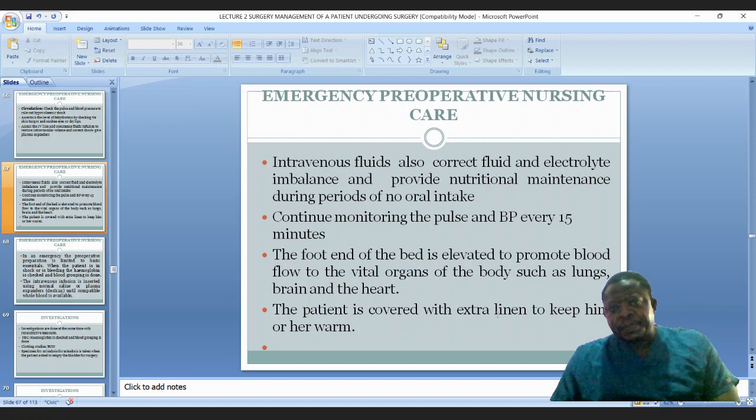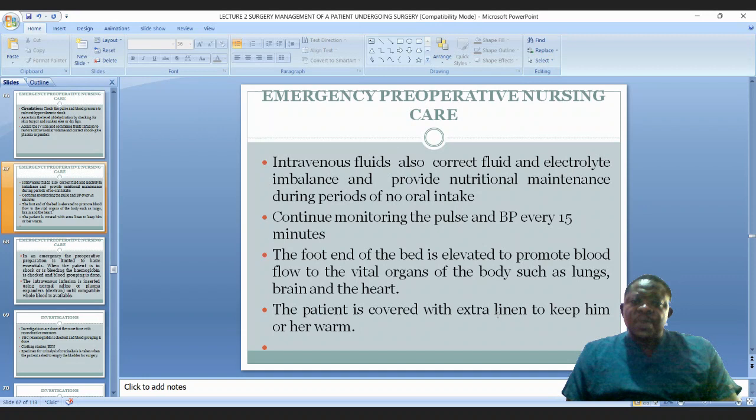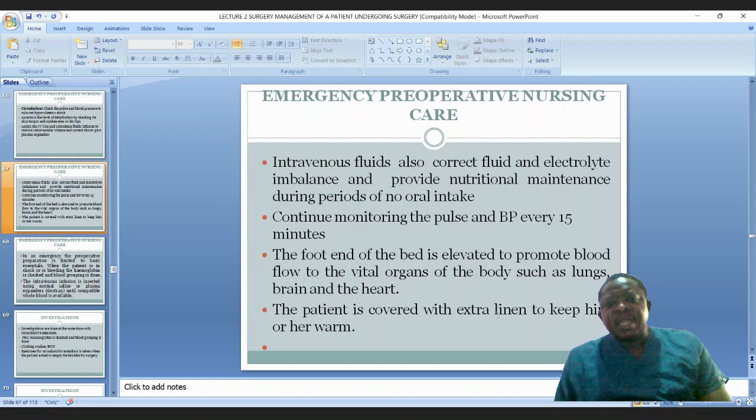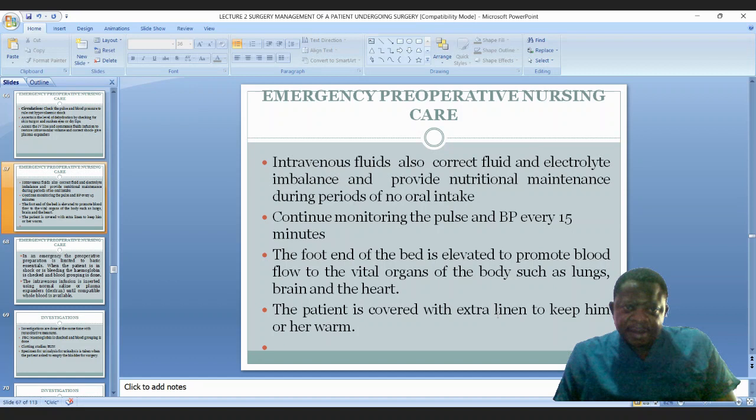Patients will be nil per oral as they are due for surgery. They are nil per oral to prevent paralytic ileus, because food in the stomach can act as a source of infection. You try to avoid paralytic ileus because peristalsis is also affected by anesthetic drugs. So continue monitoring the pulse and blood pressure every 15 minutes prior to taking the patient to theater, because a patient who comes in an emergency, you can easily lose them. So you have to do quarter hourly observation, every 15 minutes, before you take the patient to theater.